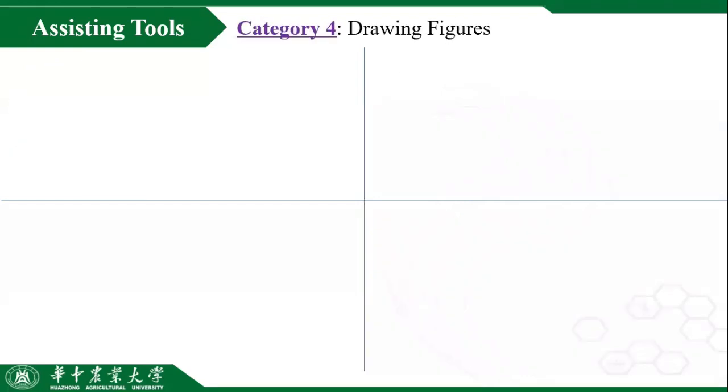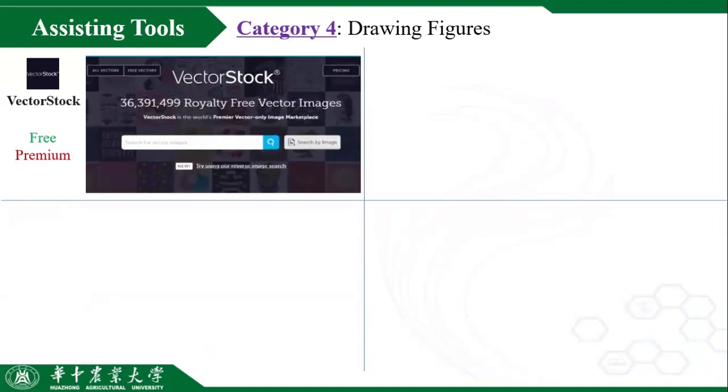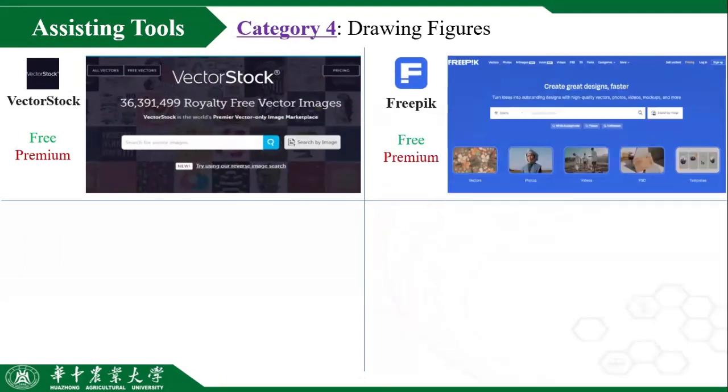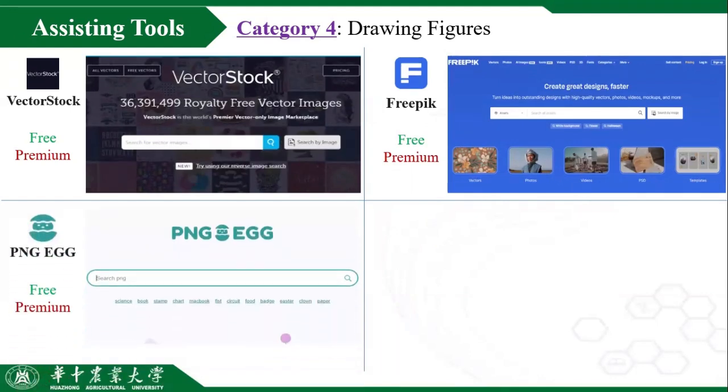For figures, I usually use some assisting tools like VectorStock. It's a very good website. You can get some vectors, like the figure we mentioned in this example, which was using the plant in a pot. These vectors can be found on this website. Epic is a good website. You may get some photos.